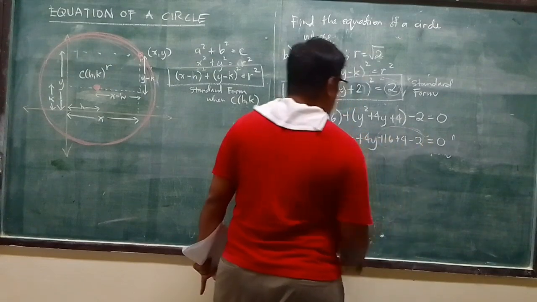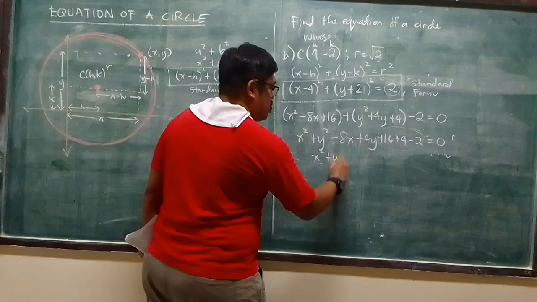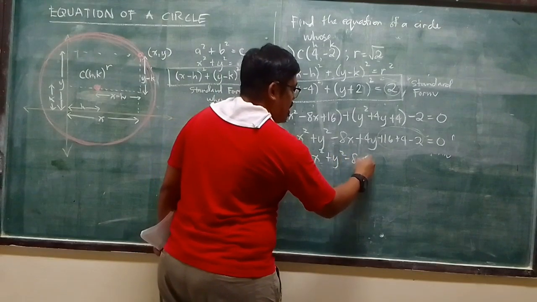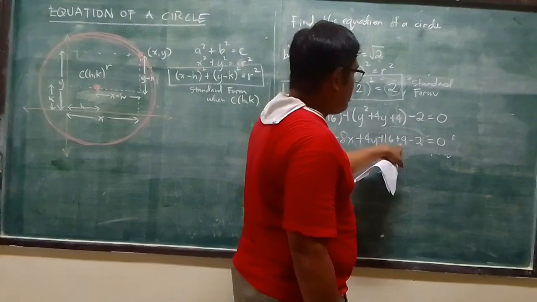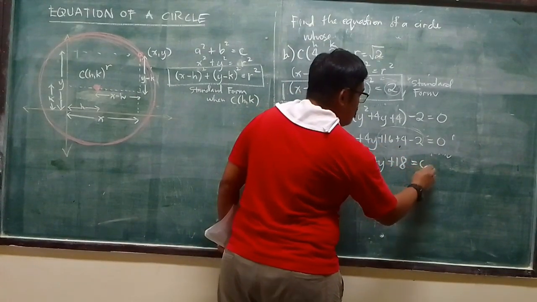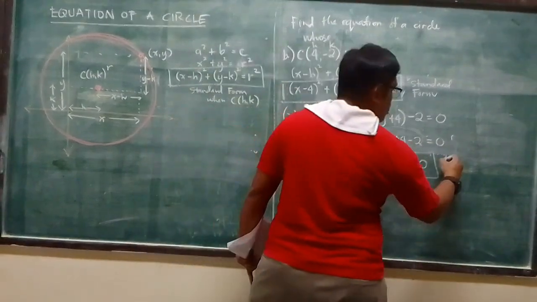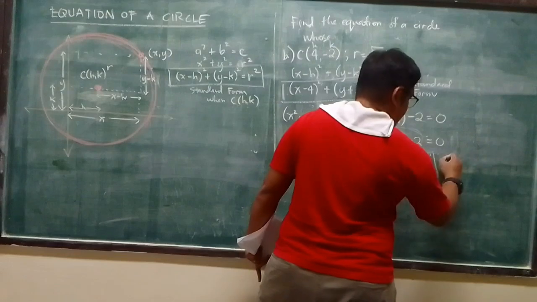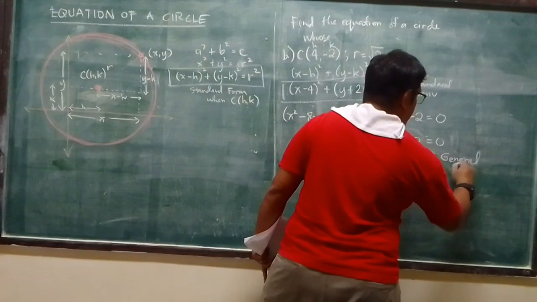So, i-add na natin yung total. Your final answer: x squared plus y squared minus 8x plus 4y. 16 plus 4 is 20, minus 2 is 18, plus 18 is equal to 0. So, ito na yung ating general form.